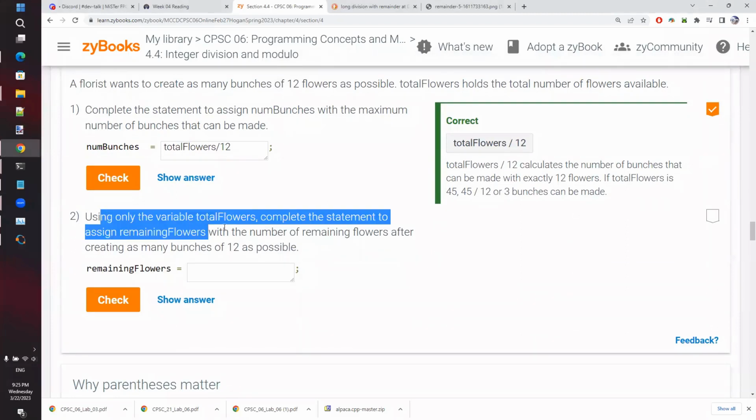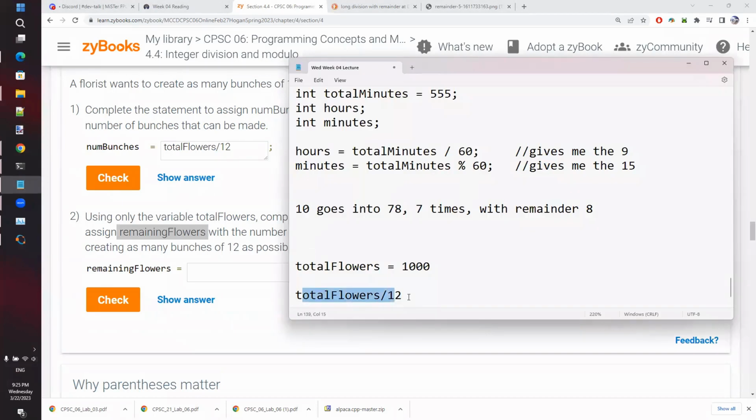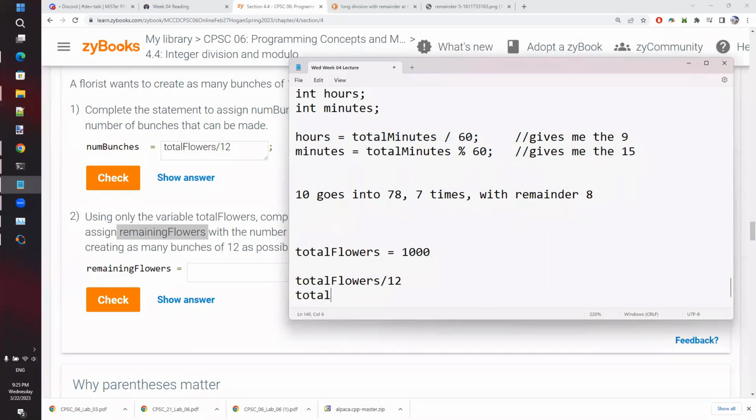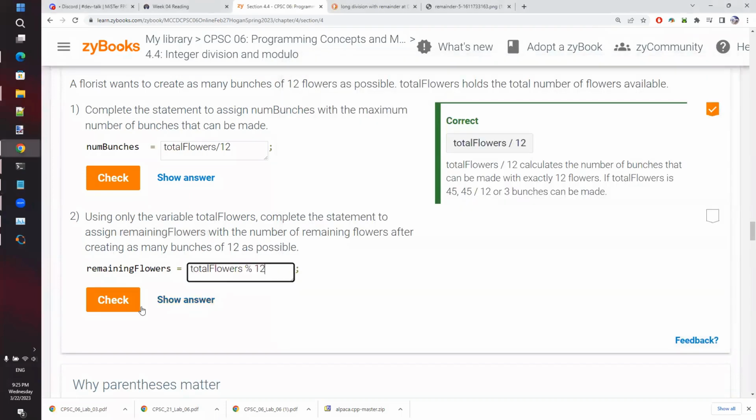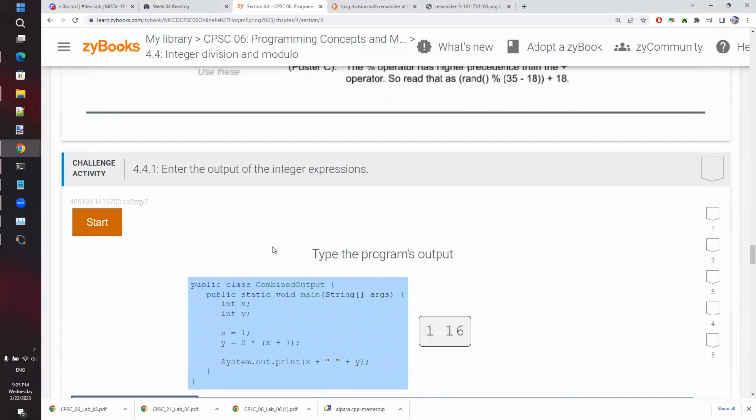Now, using only the variable total flowers, complete the statement to assign remaining flowers. Well, we know that when you do total flowers over 12, that would be the equivalent of how many hours you get. If you want the remaining flowers, that would be this one, right? The remaining flowers would mean the leftover flowers. That's literally the remainder of flowers. So you do this one for the remainder. Parentheses matter. Yeah, of course they do.